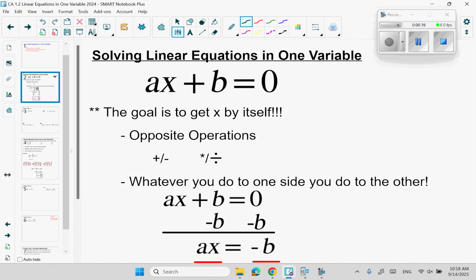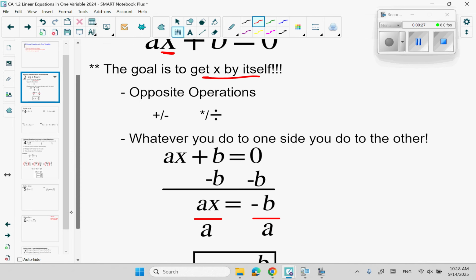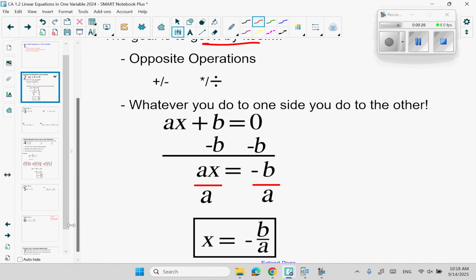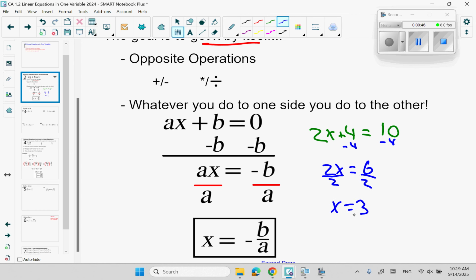Solving linear equations in one variable, obviously we are trying to isolate x, get x by itself. So naturally, we would subtract b, divide by a. Or if you want a more concrete example, 2x plus 4 equals 10. We can get rid of the constant. So 2x equals 6. Divide by 2, x equals 3.